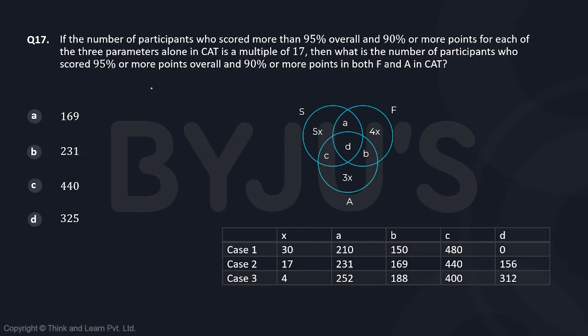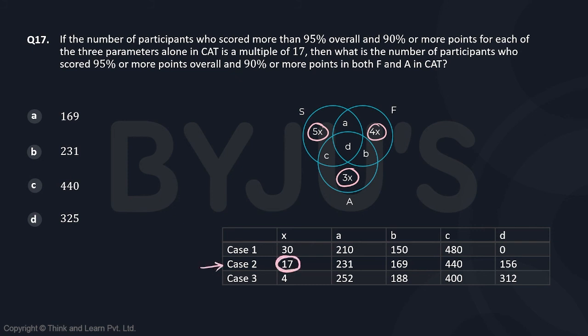Now this question says if the number of participants who scored more than 95% overall and 90 or more points in each of the three parameters alone in CAT is a multiple of 17. That means this and this. These numbers should be a multiple of 17. When X is a multiple of 17, so he's talking about case 2.